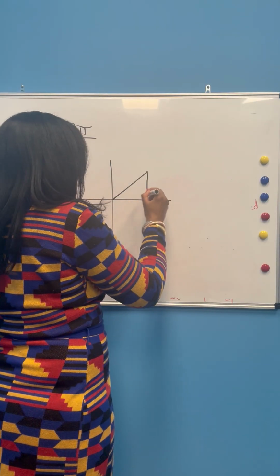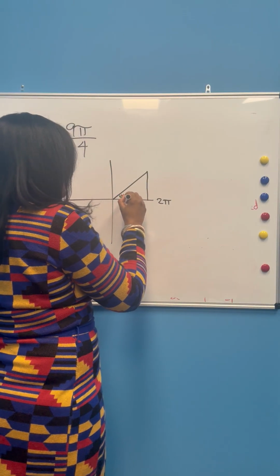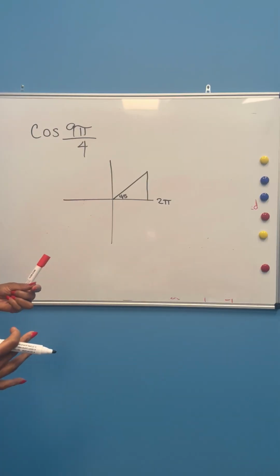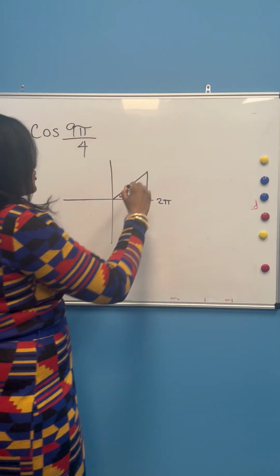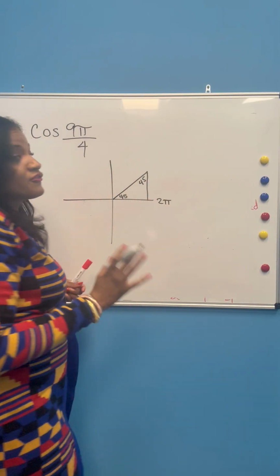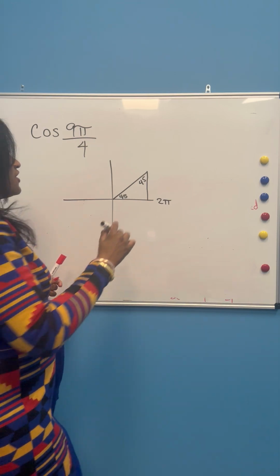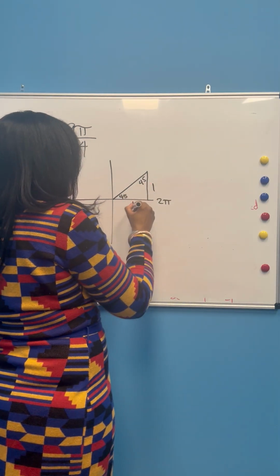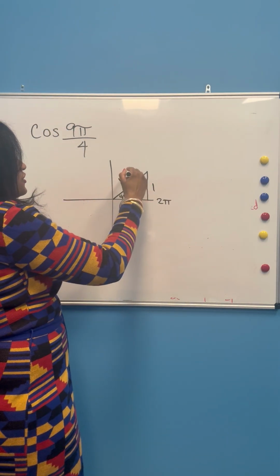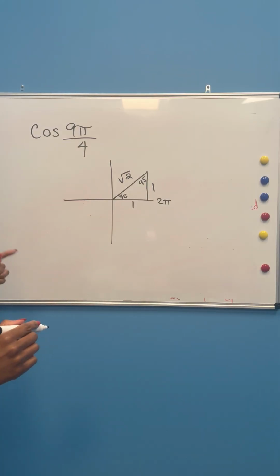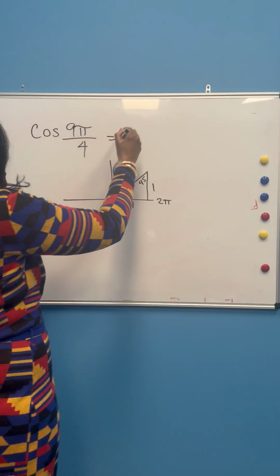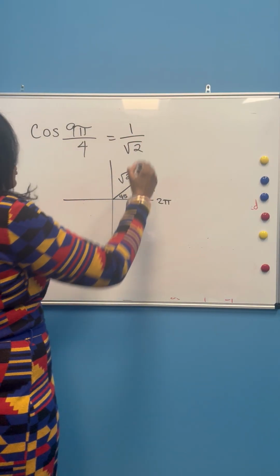So remember I said that a lot of these are very repetitive. You'll see the same answers over and over again. So 9/4 pi is actually a 45-degree angle. So you have to remember the rules for a 45-degree angle. The side opposite the 45 is 1. The other is also 1. And then you have the square root of 2. So cosine is adjacent over hypotenuse.